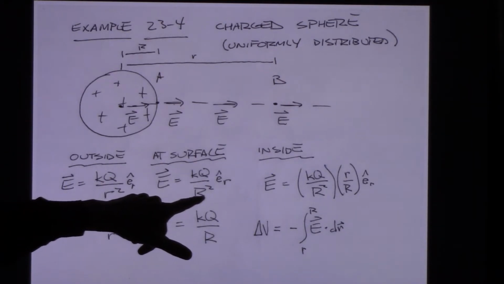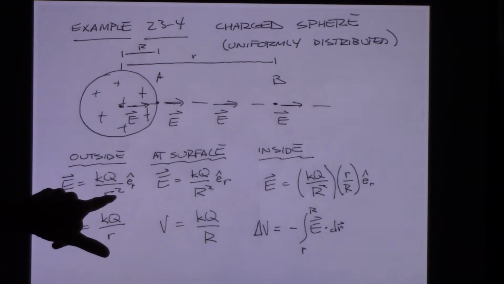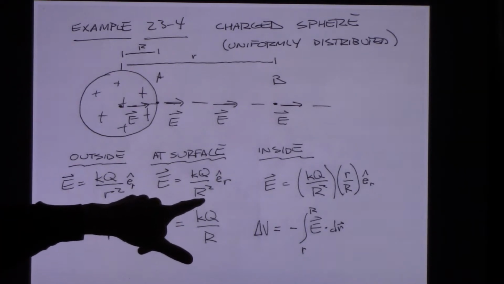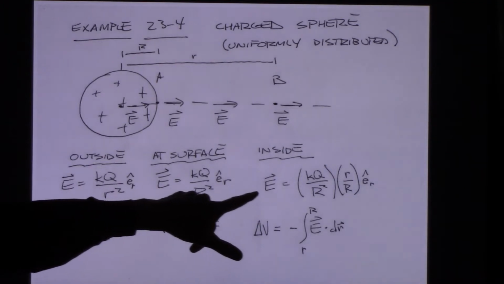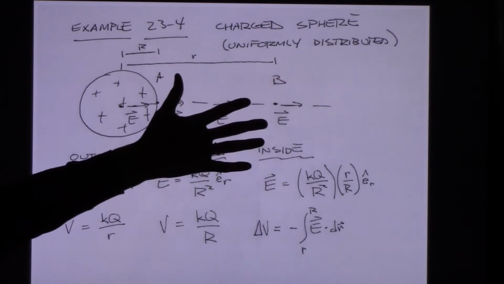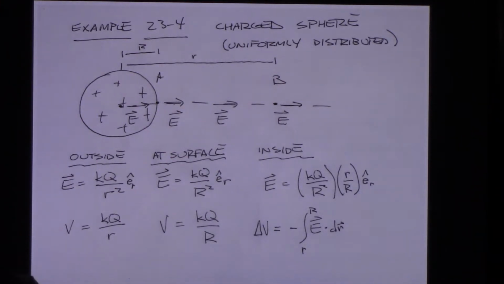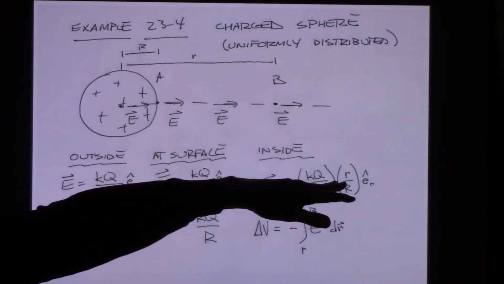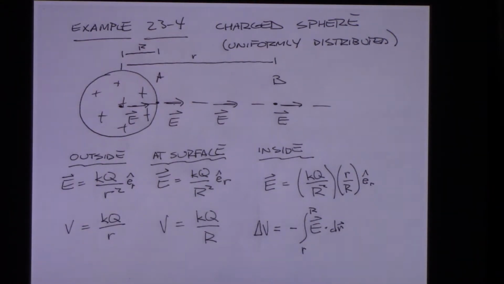Right when we get to the surface, what this formula tells us is that it will be kq over big R squared, again with the unit vector. And then finally, when we moved inside, Gauss's law showed us, or we did this calculation, we showed that the electric field drops off linearly until we get to the center. When we get right to the center, the E field will be 0.